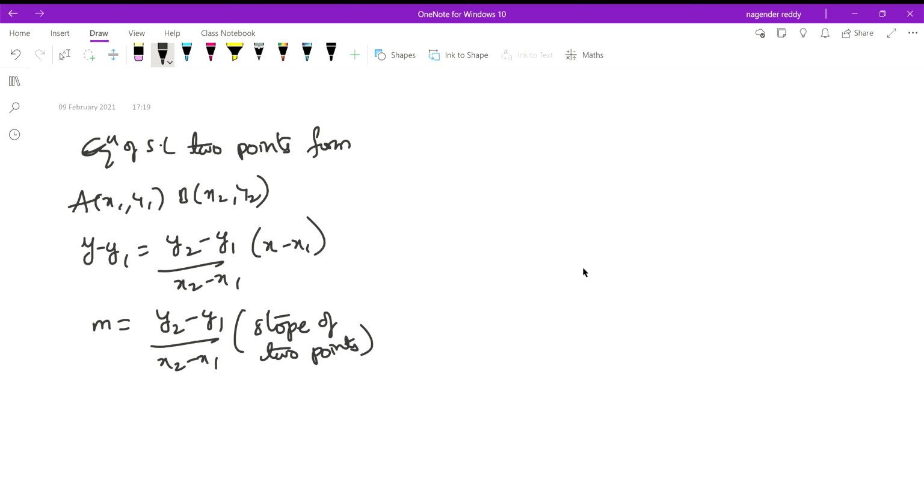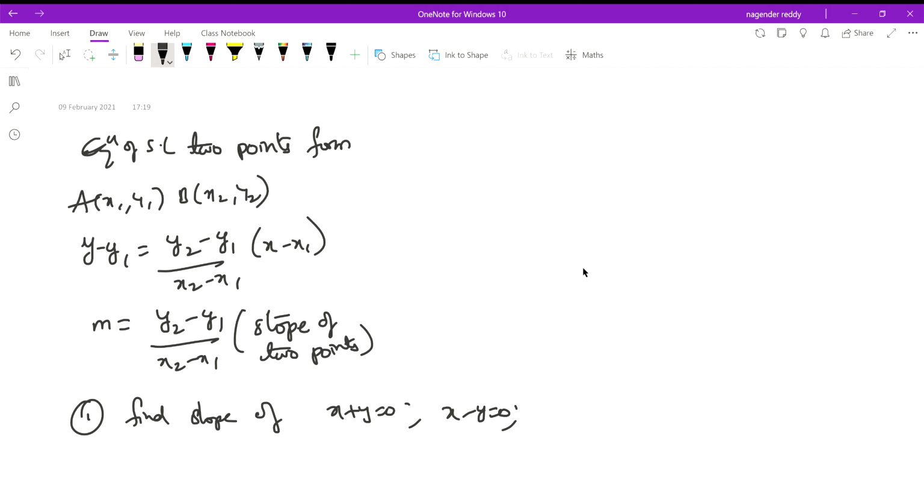So we'll discuss some points. We'll discuss one question here based on that. Based on these formulas, we'll discuss some problems. The first question is: find the slope of x plus y is equal to 0 and x minus y is equal to 0.